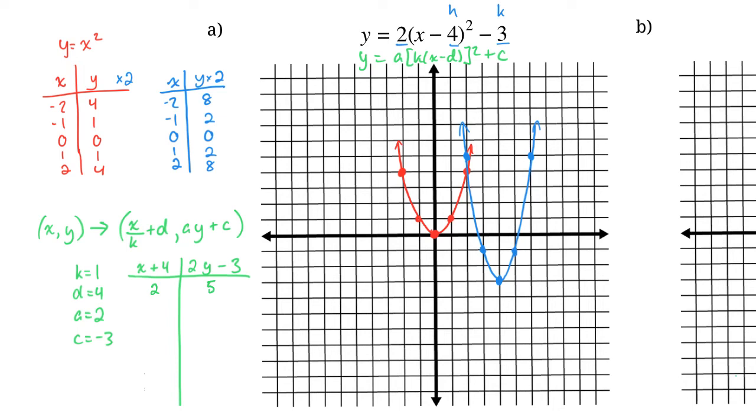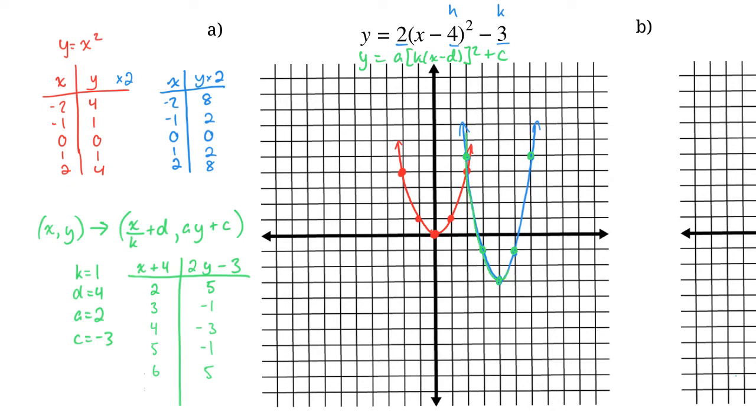Now pause the video and try to fill out the rest of the table by applying each transformation to the points of the original graph. So these are our transformed points, and as you can see, if we plot each point, it'll be the exact same graph as our first method. So 2 and 5 is up here, 3 and -1 is here, 4 and -3, 5 and -1, and 6 and 5. So it would be the exact same parabola.